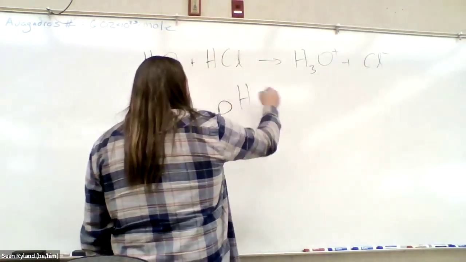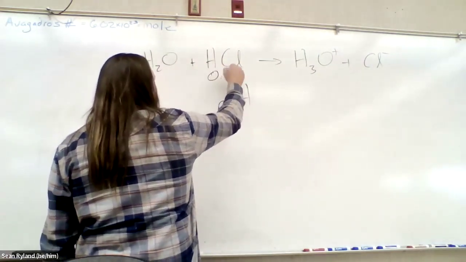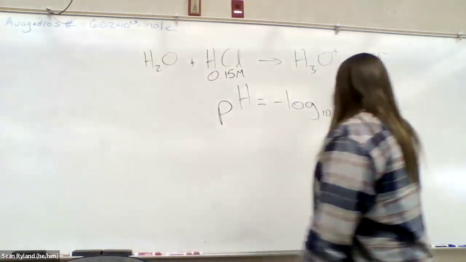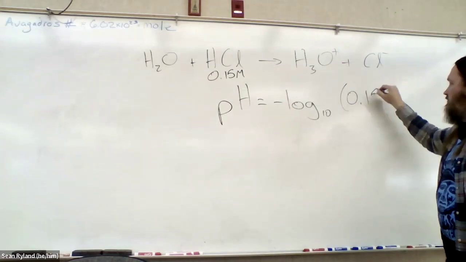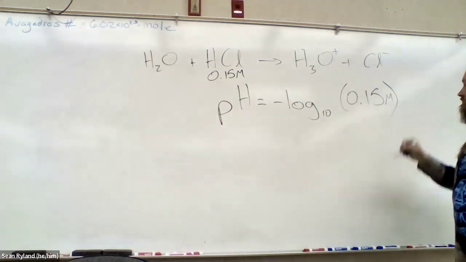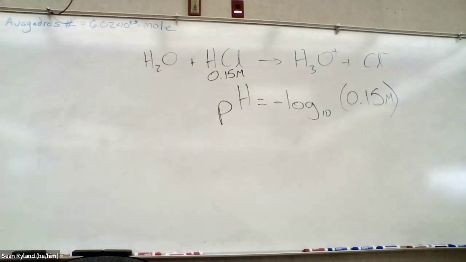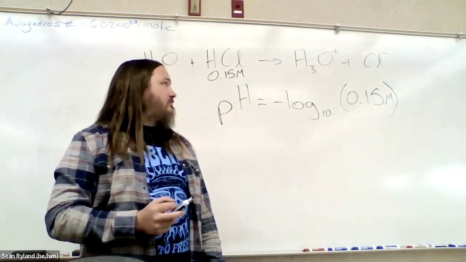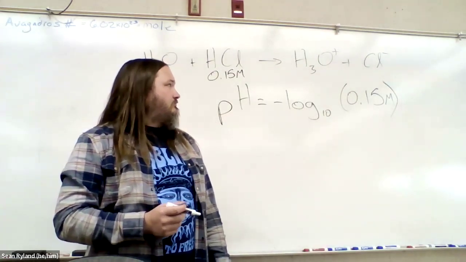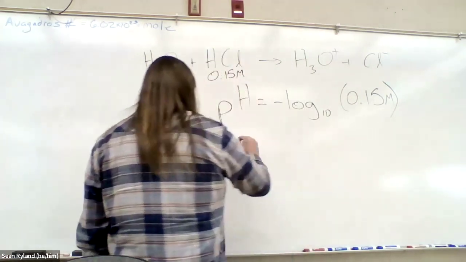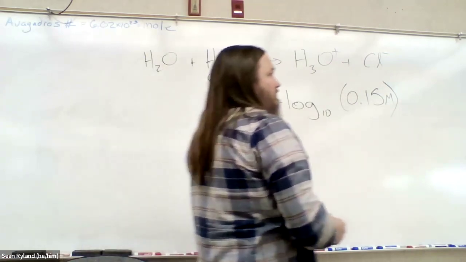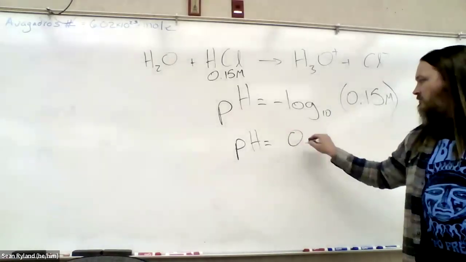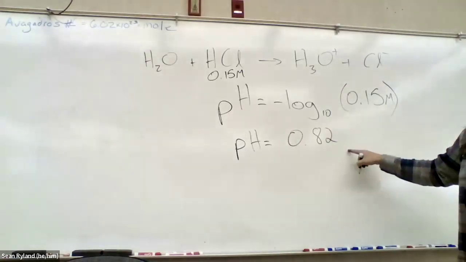So if we want to know the pH of that solution, 0.15 molar, you just take the log of 0.15 and throw a negative on it. What do we get as an answer? I got 0.82. Good.